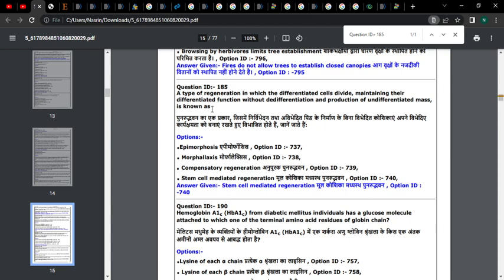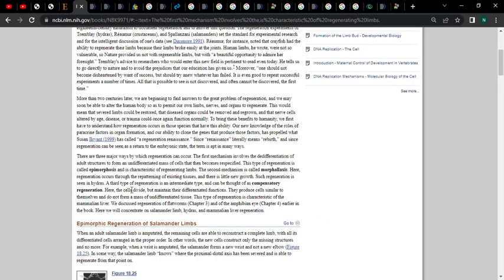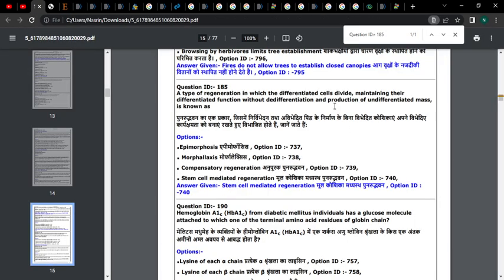Why I am saying confusing is that if the dialogue were continuous, like a type of regeneration in which differentiated cells divide maintaining the differentiated function without de-differentiation and without the production of undifferentiated mass, fine. But here they are saying without de-differentiation and production of undifferentiated mass. When I check the Gilbert book, they do not form a mass of undifferentiated tissue, but in the question they will be producing an undifferentiated tissue. So it is a confusing question, and you can challenge it, saying that the question itself is asked wrong.